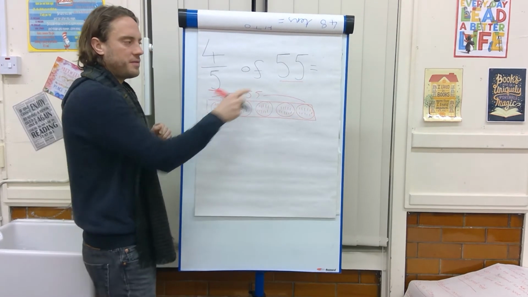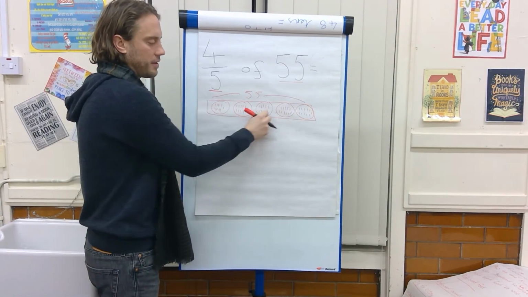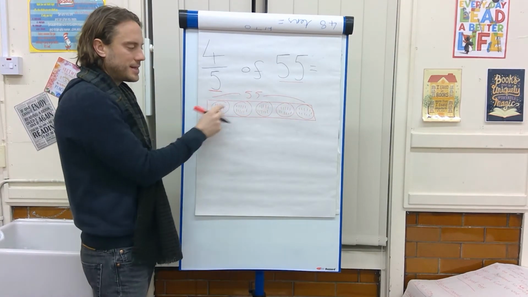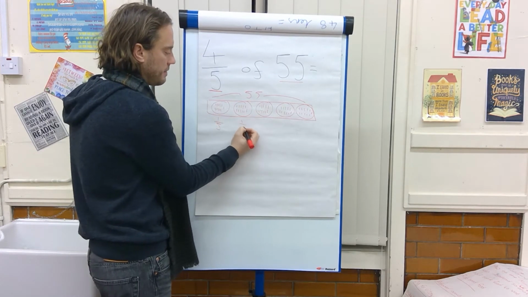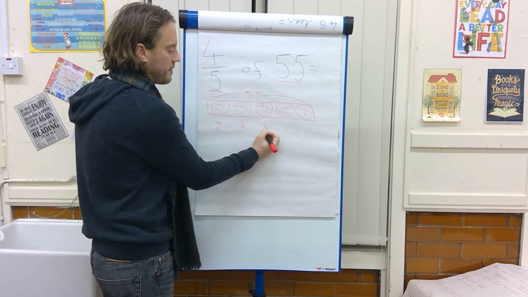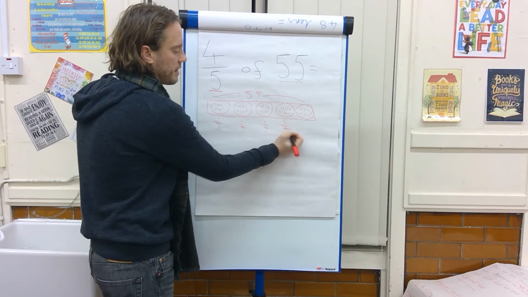So I've shared my 55 whole into 5 equal parts. How many is in each part? Well, here's 1/5. Here's another 1/5 of the books. Here's 1 out of the 5 parts. Here's 1 out of the 5 parts.